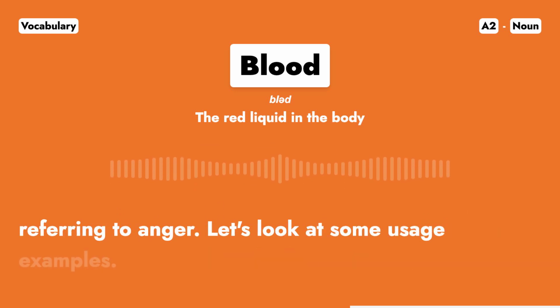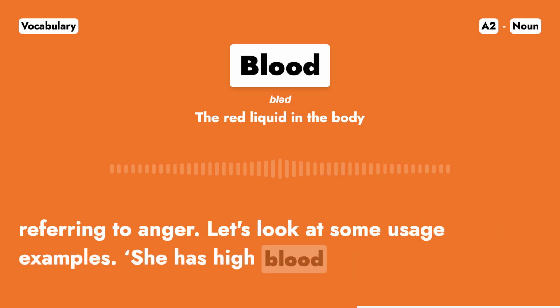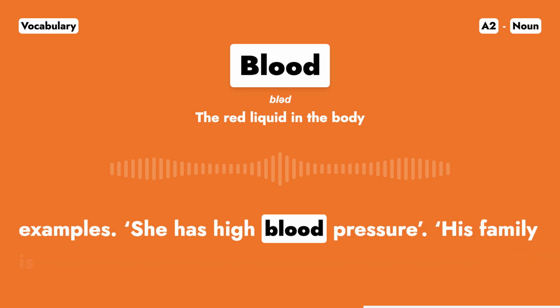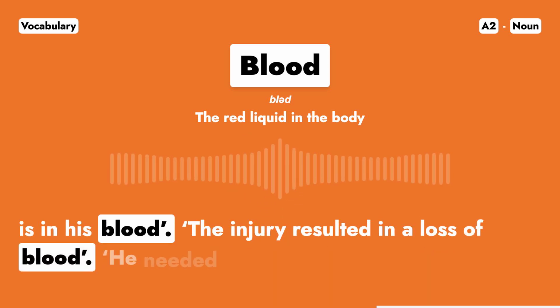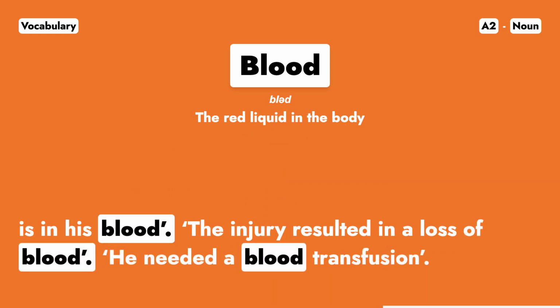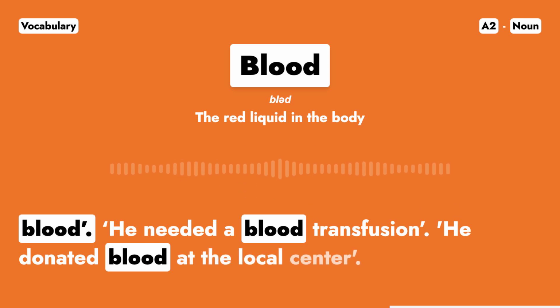Let's look at some usage examples. She has high blood pressure. His family is in his blood. The injury resulted in a loss of blood. He needed a blood transfusion. He donated blood at the local center.